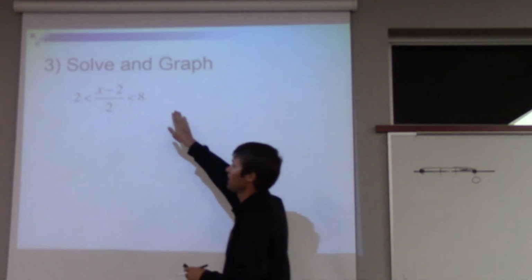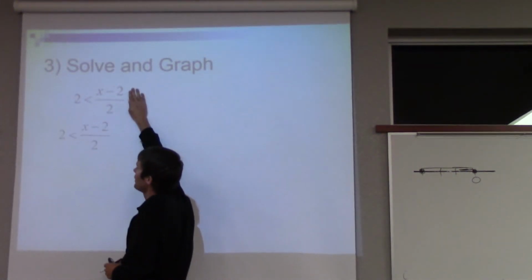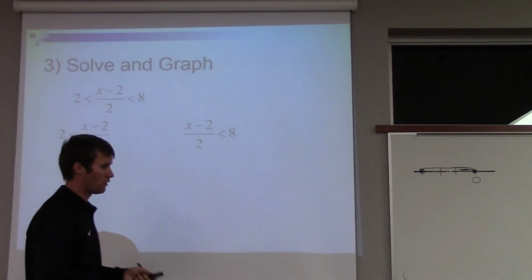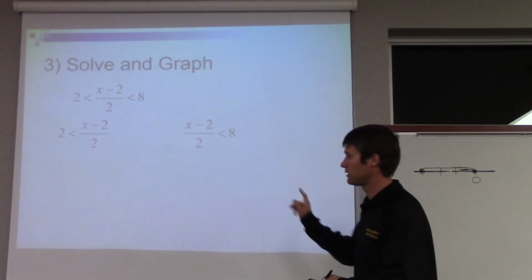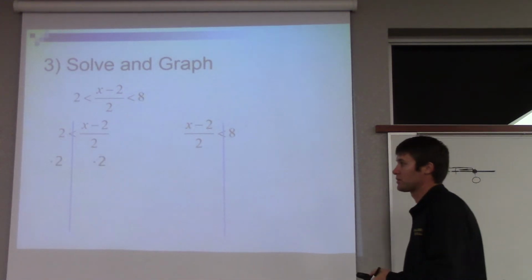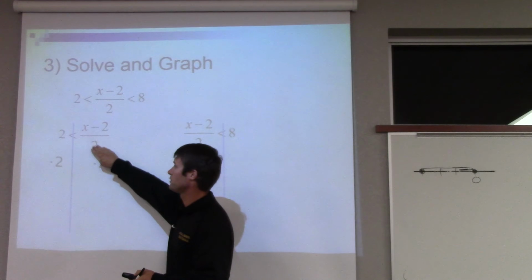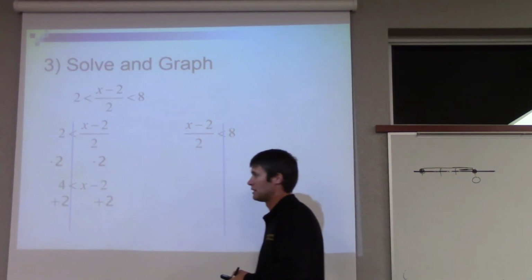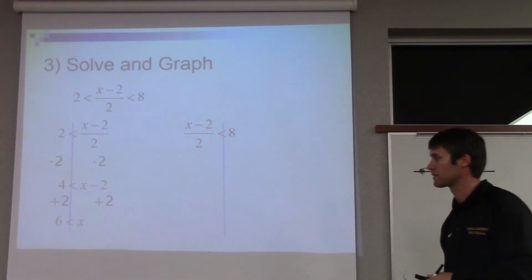Another example of this kind. Go ahead and cover it up. Write it. Cover this up. Write it. And now we solve. First thing we want to get rid of is that 2 in the denominator. So we multiply by 2. 2 times 2 is 4. These two cancel out. We have x minus 2, so we add 2. 4 plus 2 is 6.